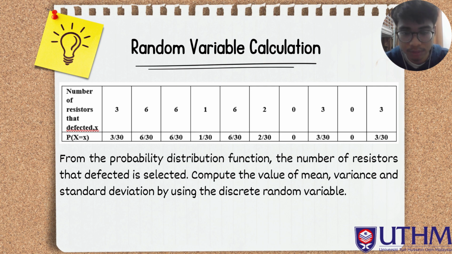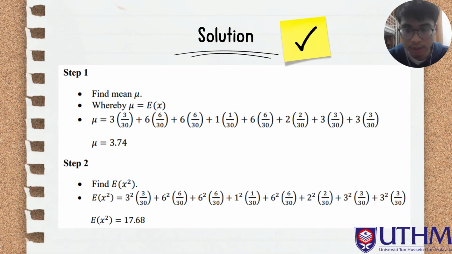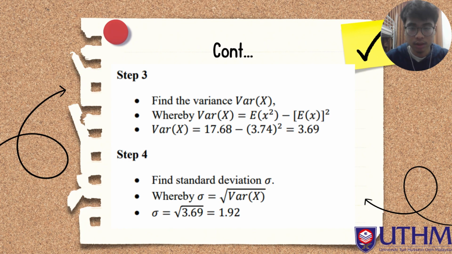variable. The first step will be trying to find the mean, where mu equals E(X), and we get the value of mu is 3.74. The second step will be trying to find E(X squared), where we get E(X squared) equals 17.68. On step 3, we'll try to find the variance, where we use the formula E(X squared) minus (E(X)) squared, where E(X squared) equals 17.68 and E(X) equals 3.74, where then we square it up, where we get variance equals 3.69.